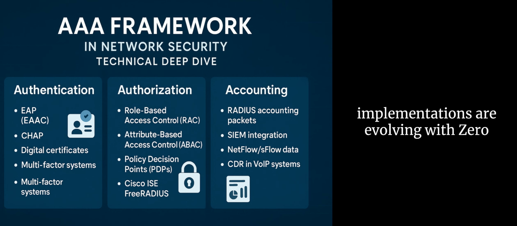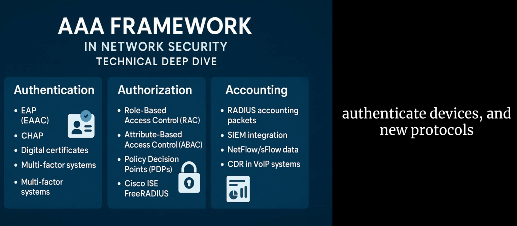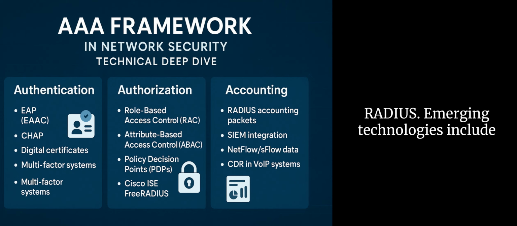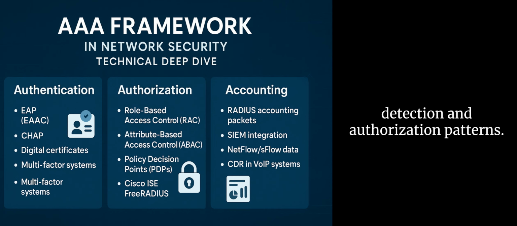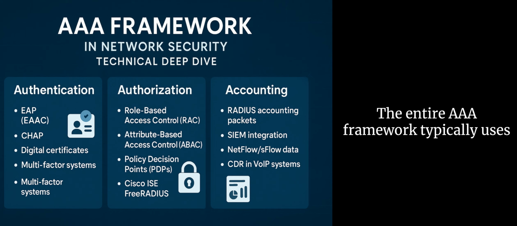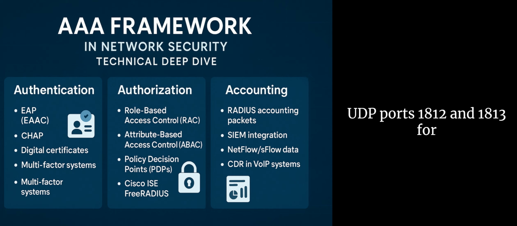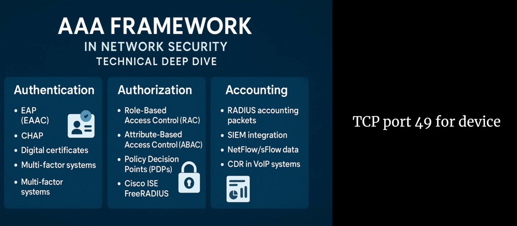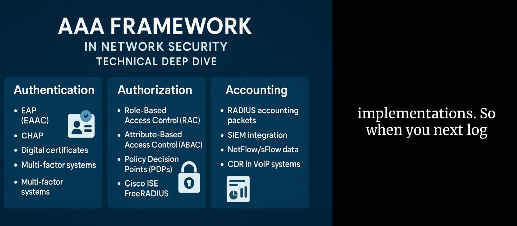Modern implementations are evolving with zero-trust architectures that continuously authenticate devices, and new protocols like Diameter that replace traditional RADIUS. Emerging technologies include blockchain-based accounting for tamper-proof logs and AI-driven anomaly detection in authorization patterns. The entire AAA framework typically uses several key protocols: RADIUS on UDP ports 1812 and 1813 for general network access, TACACS+ on TCP port 49 for device administration, and newer protocols like Diameter for more advanced implementations.